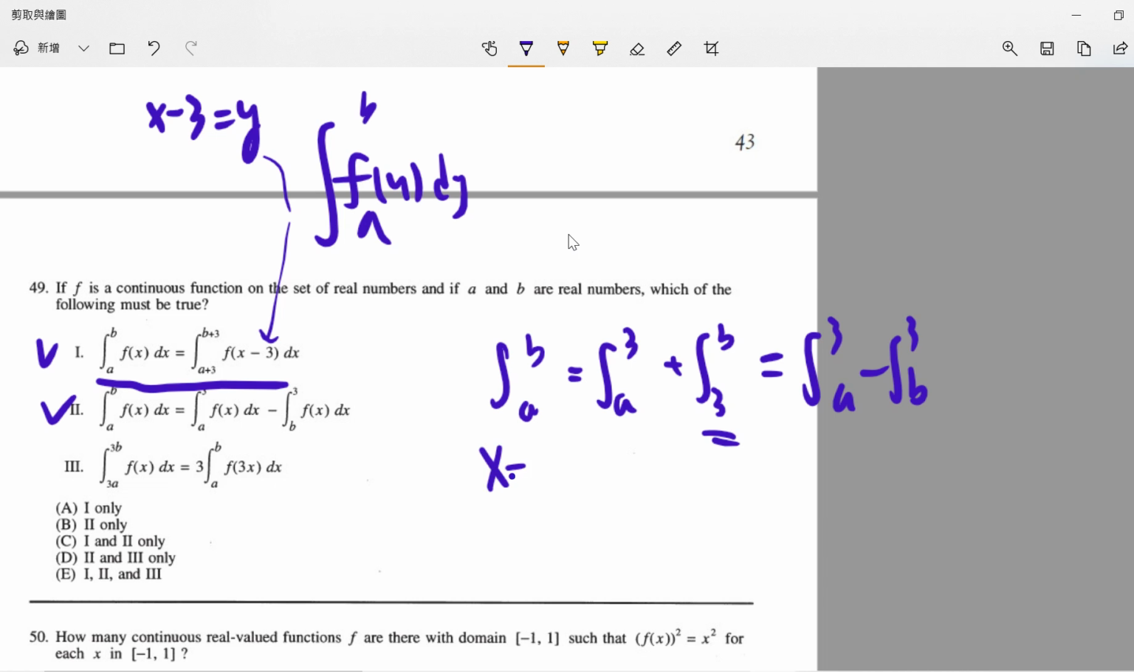C says that you let x equal 3y, then f3y 3 dy, then this is a and b. Alright, so if you change your variable, you can get the answer. So basically I think three of them are all correct. So the answer is E. Yeah, that's it.